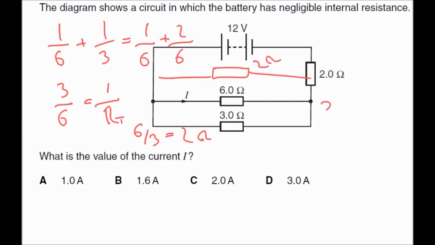So therefore the current coming out of here is going to be V over R equals I. So 12 divided by 4 equals 3 amps.